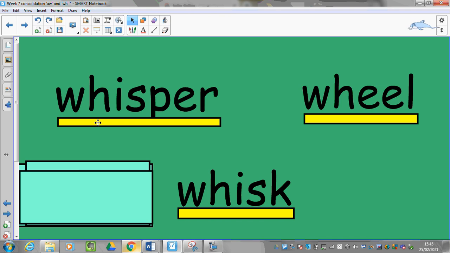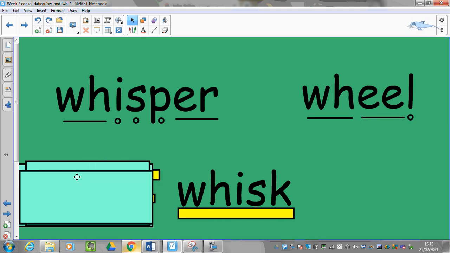Okay, welcome back. So let's have a little check if you've got your sound buttons and your talk lines in the right place. There we go. That's them for whisper. Wheel has two digraphs in just like whisper. And whisk has just the one digraph in. Well done if you got those correct.